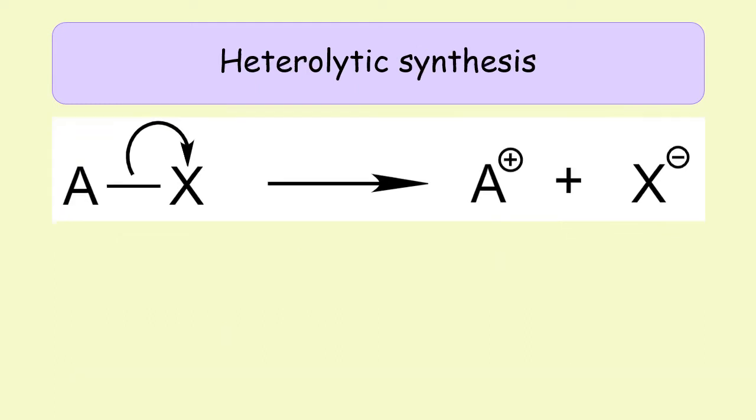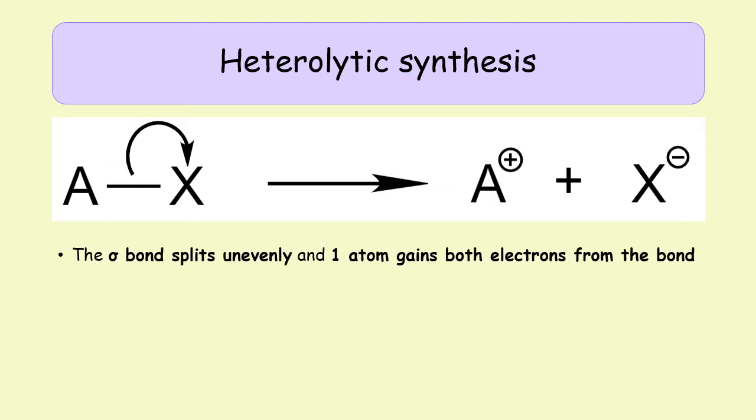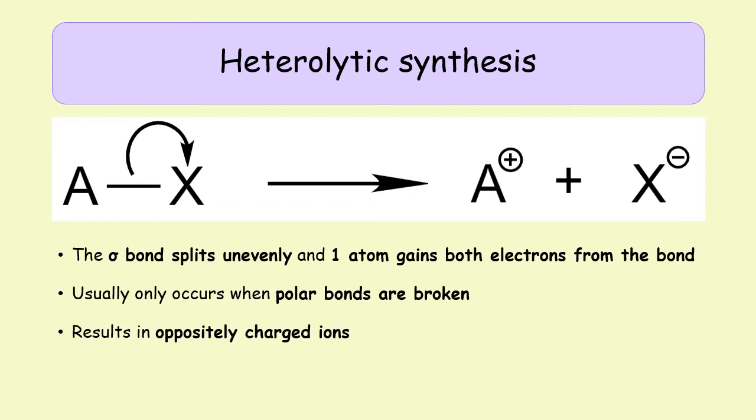What we'd be wanting to do instead is heterolytic fission and heterolytic synthesis. Now in this one, we can see that the bond is breaking and we've only got 1 arrow. That arrow is going from the bond, where the electrons are shared, to the atom that ends up negatively charged. And what's been left behind is the A atom becoming positively charged. Now in this case, the sigma bond splits unevenly, 1 atom is gaining both electrons from the bond. This type of fission typically only occurs when you have polar bonds, and it results in you obtaining oppositely charged ions.